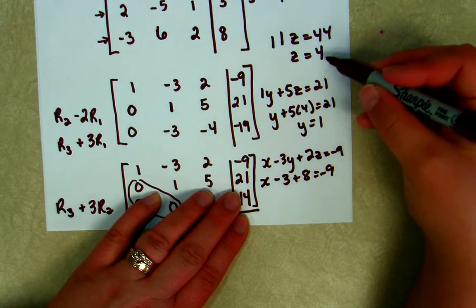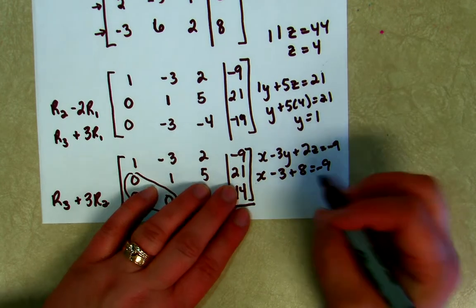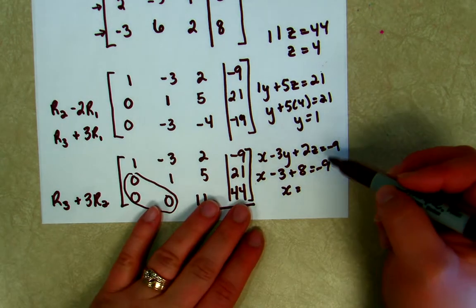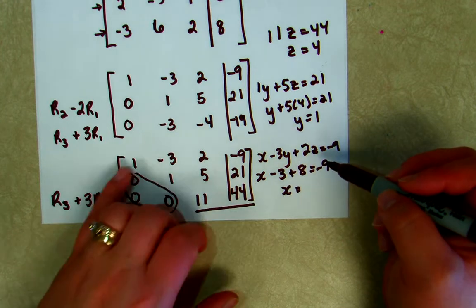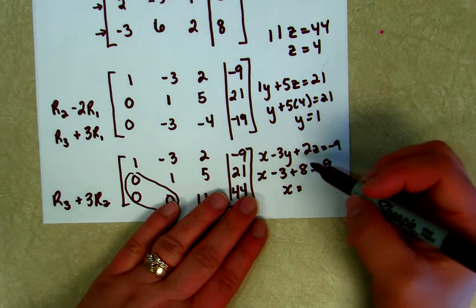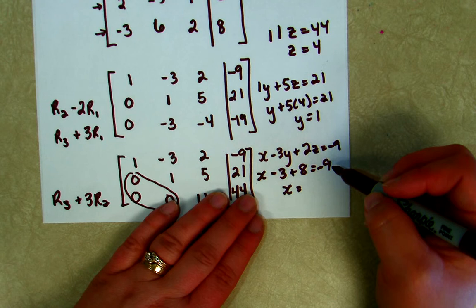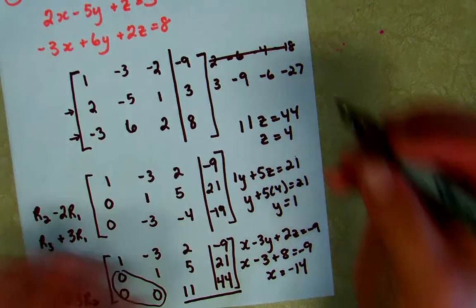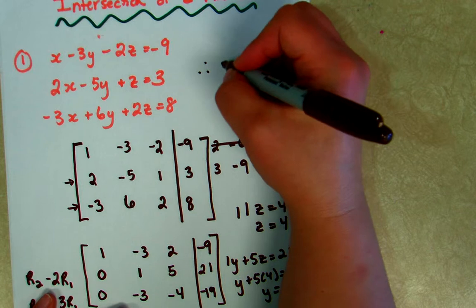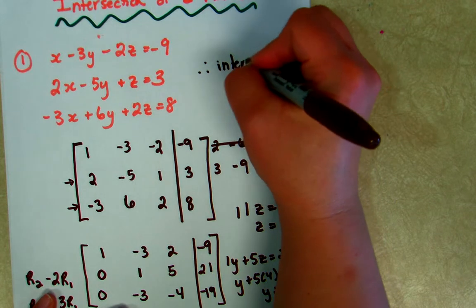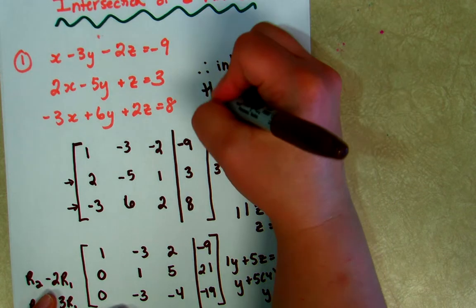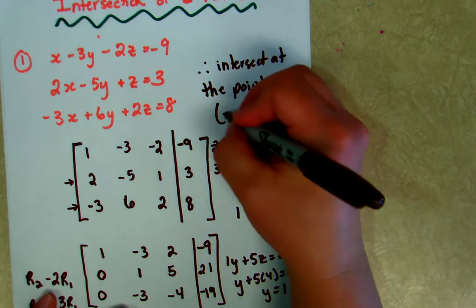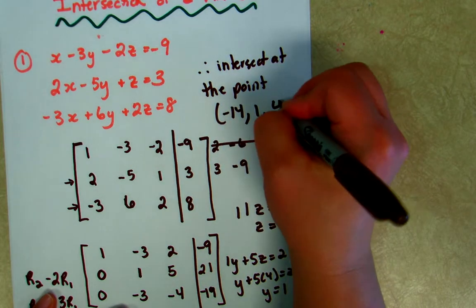I just used 1 and 4 for y and z and multiplied. And that's going to give me x equal to, let's make sure I wrote these down right. So negative 9, subtract 8 is negative 17, plus 3 is negative 14. So therefore, these planes intersect at a point because I was able to get a unique solution, and the point is x, y, z.